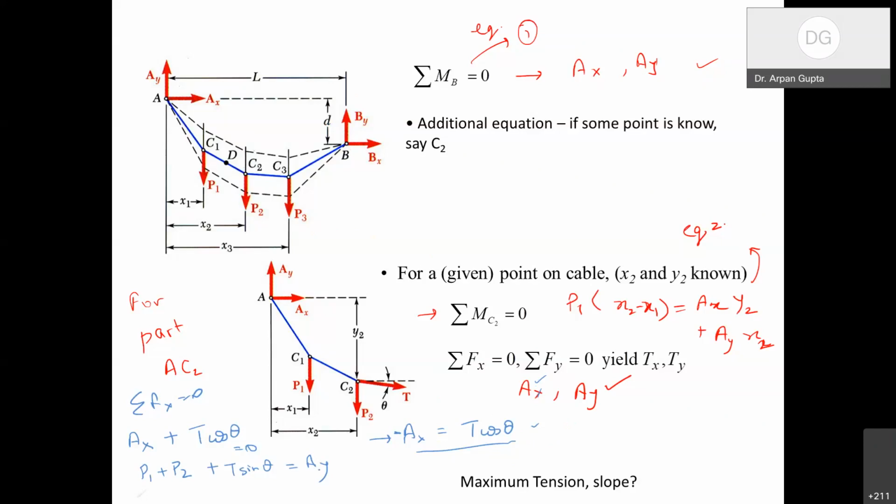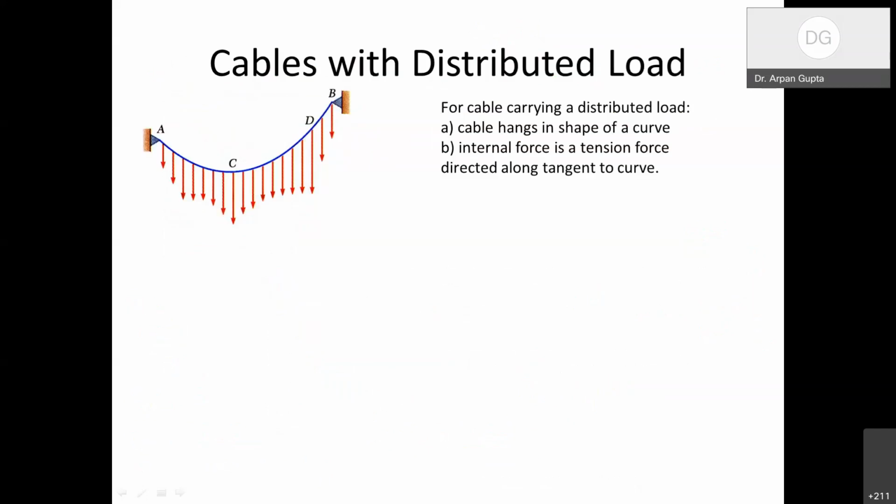The vertical component will change, and the maximum tension will take place where your slope is maximum, because your horizontal component is the same. Let us say at point A, where your vertical component is maximum, that is where your net tension is going to be maximum, right? And more about that we will see in this part.